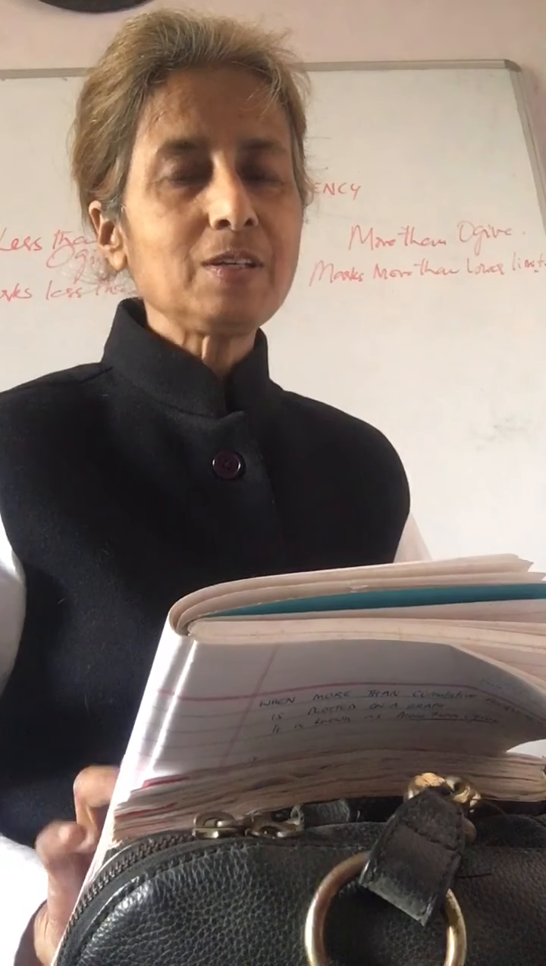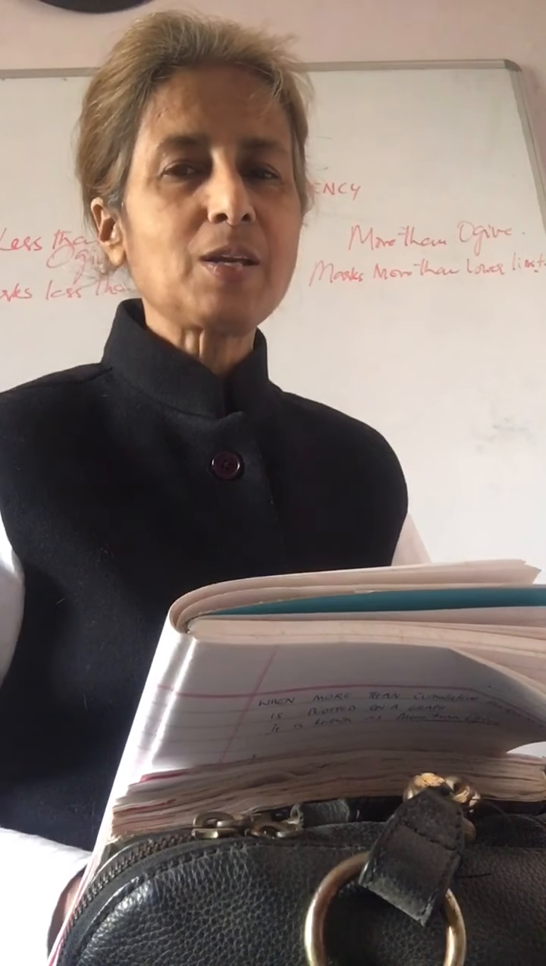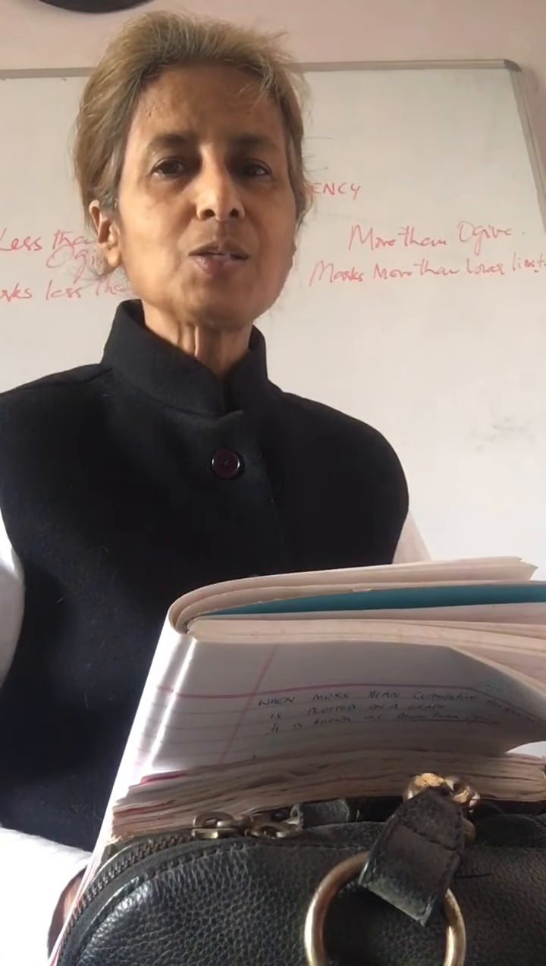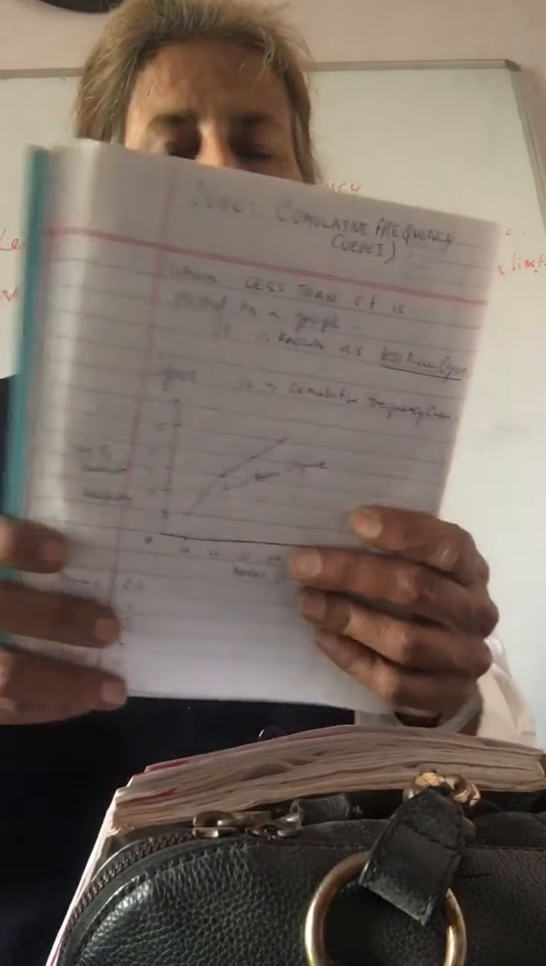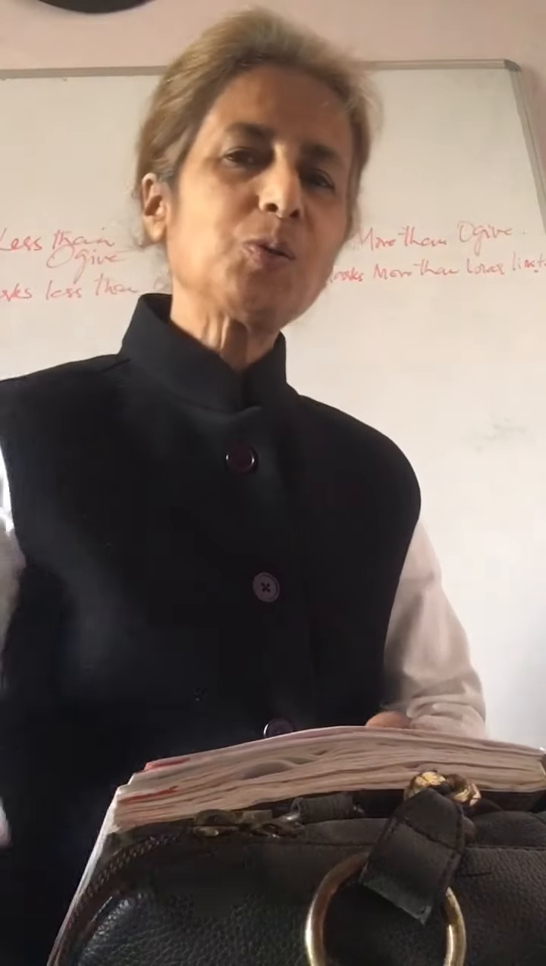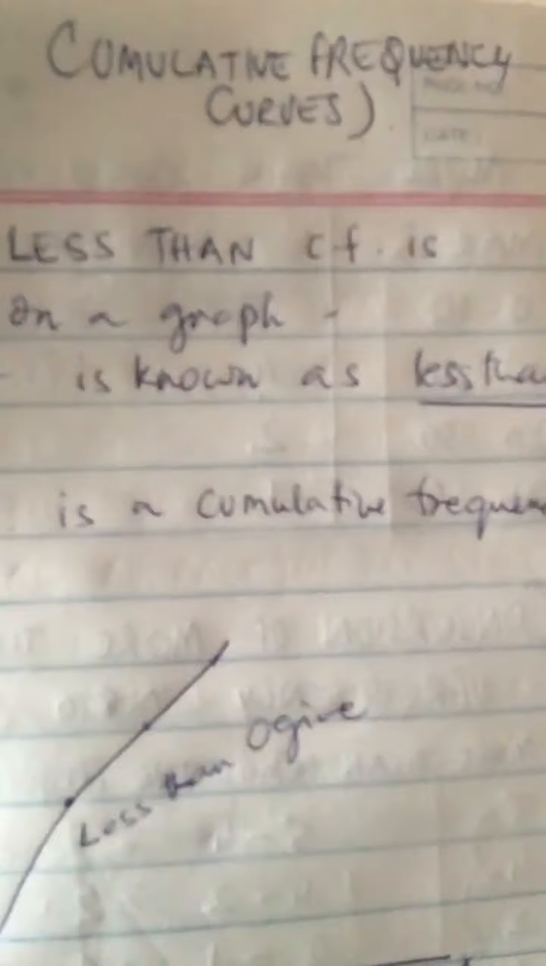And so obviously we have two types of ogives. One is less than and the other is more than. So let's talk about ogives. Have a look, and in continuation with unit 2 still. Okay, now look at this.